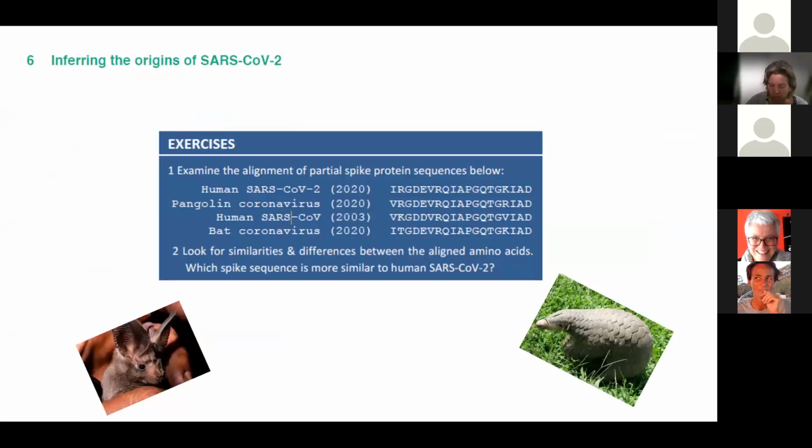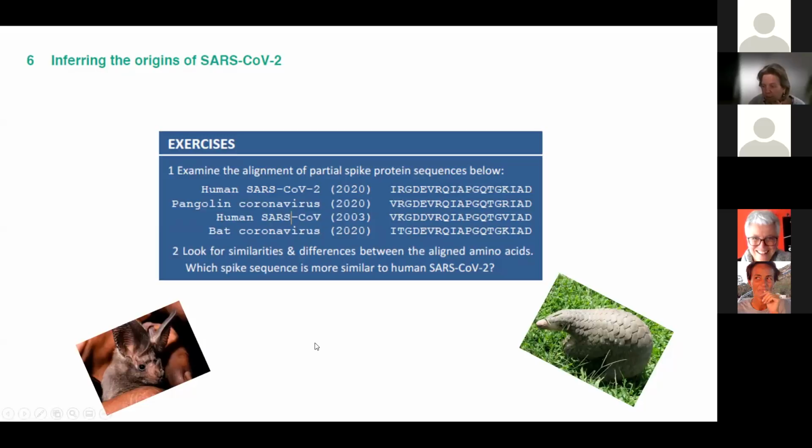And last but not least, thanks to my colleague Philippe Lemercier, I had access to all the spike protein sequences from different coronaviruses. So we gave access to these sequences and people could compare them and answer the question: which sequence is more similar to the human SARS-CoV-2 sequence? In this example, it's really the bat coronavirus sequence which is much more similar, but the pangolin one is also quite similar to the human one.